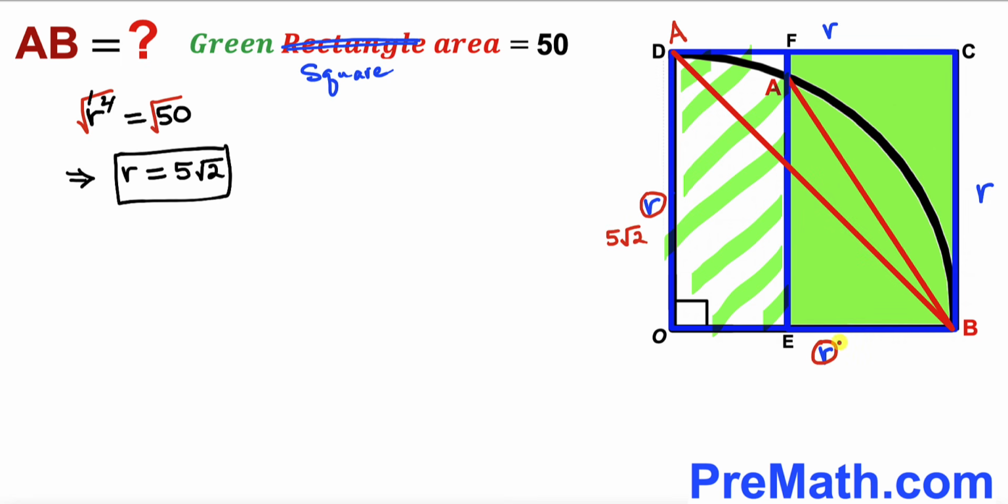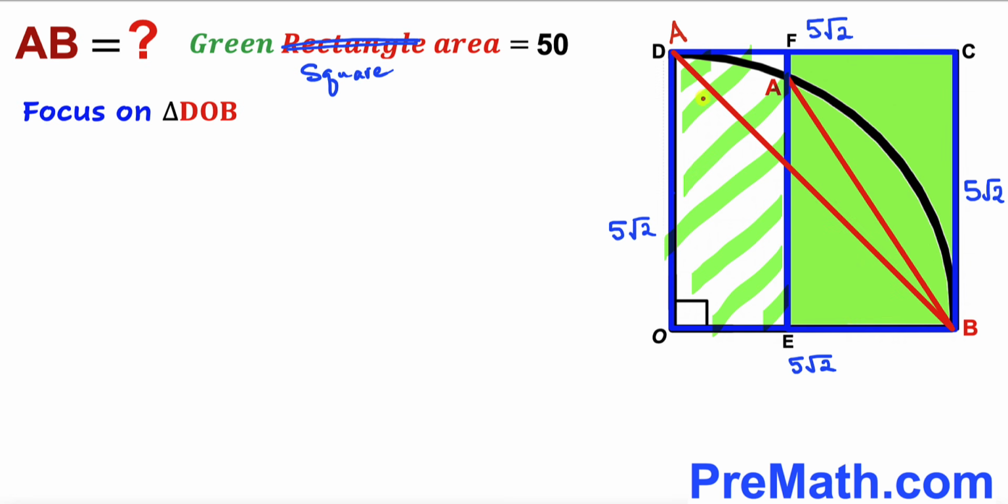Likewise this is going to be 5 times the square root of 2, likewise this one 5 times the square root of 2, and finally this is going to be 5 times the square root of 2 as well. Now we are going to focus on this right triangle DOB.